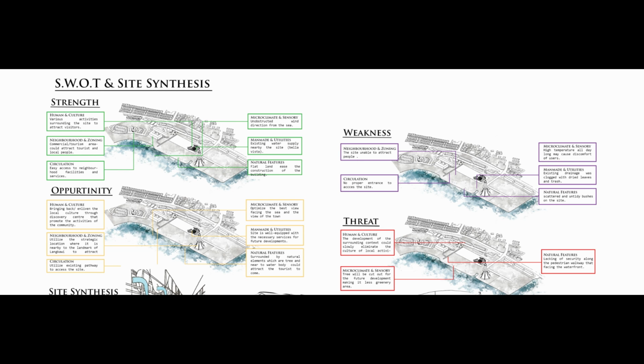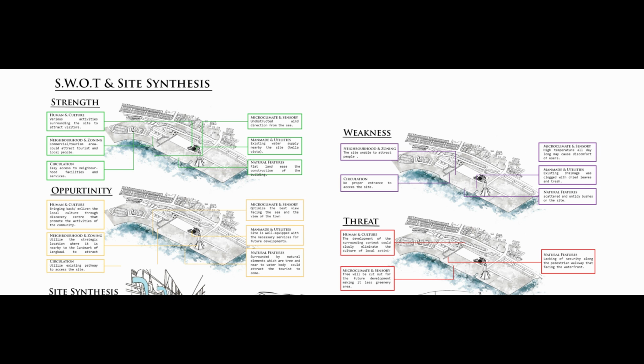Lastly, for circulation, the strength is that the site is easily accessible to the neighboring buildings, facilities and services at all times. The only unclear thing on this matter is that there is no proper road into the site, as it is a private area, thus the public cannot go there without permission.